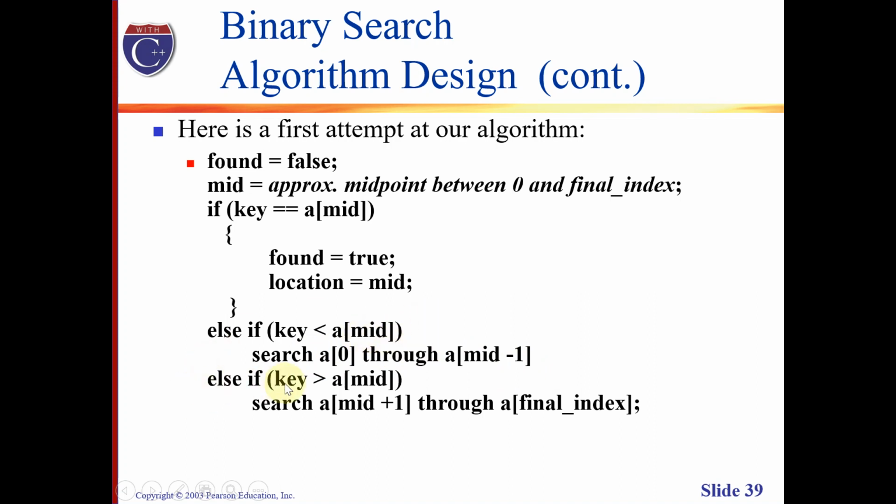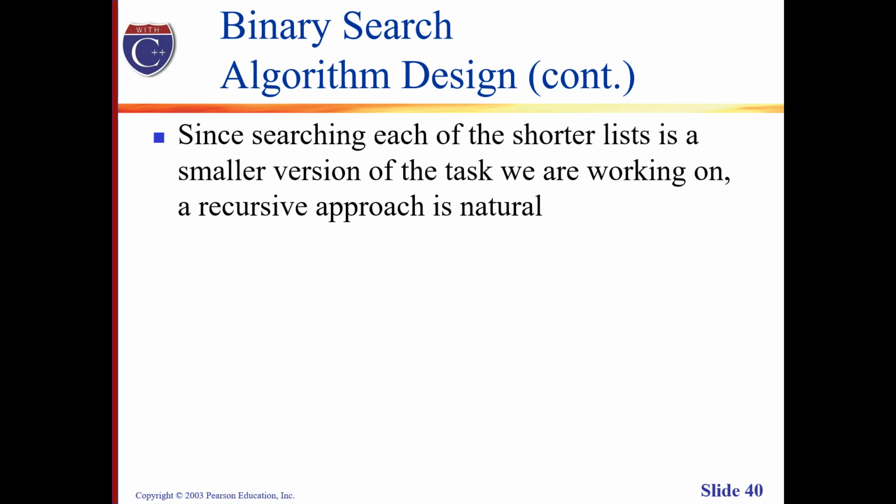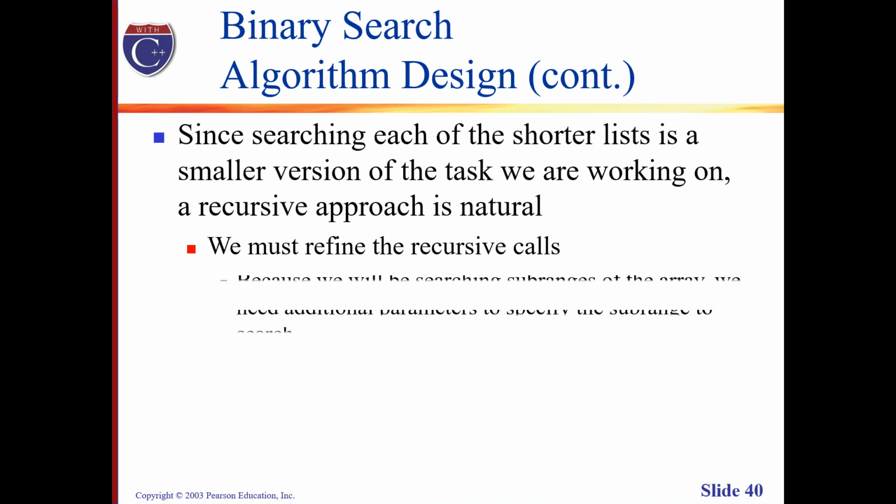Otherwise, if the key we are looking for is greater than our middle element, then we will search starting from the element after our mid through our final element in our final index. Since searching each of the shorter lists is a smaller version of the task we are working on, our recursive approach is natural. Then, we must refine the recursive calls.